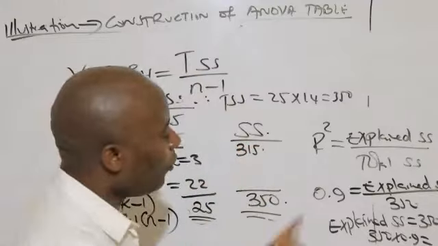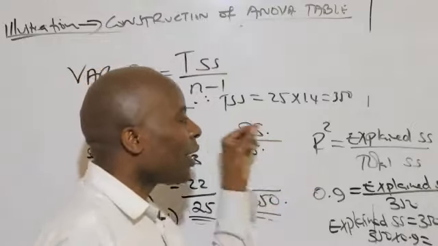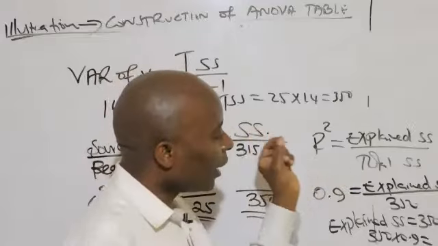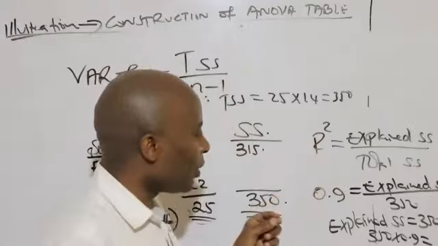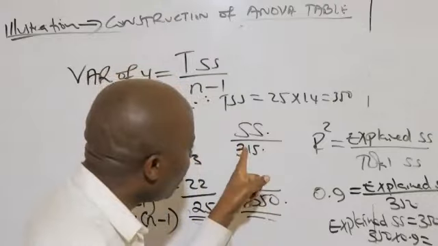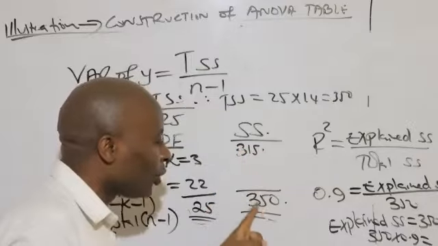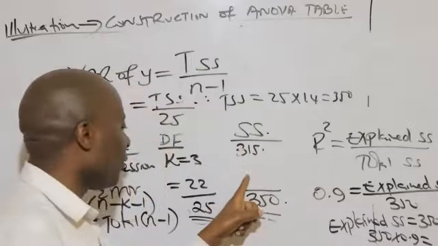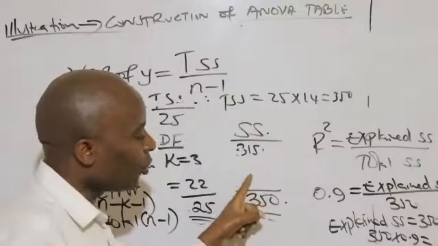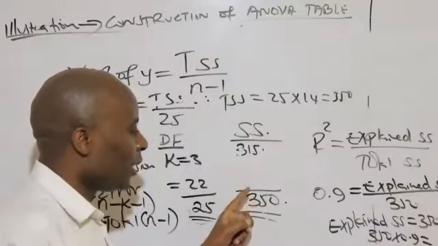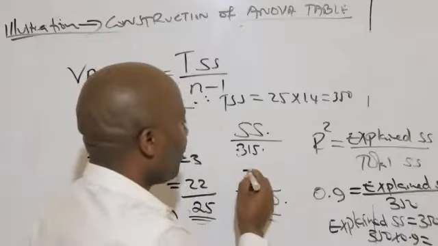Don't forget our formula of R squared also makes use of this SS. To get R squared, we normally take the explained sum of squares all over the total sum of squares. So having gotten these 315, knowing very well that these two must add up to 350, the balancing figure here will be the error sum of squares. Could you kindly give me this error sum of squares? 350 minus 315 gives me 35.